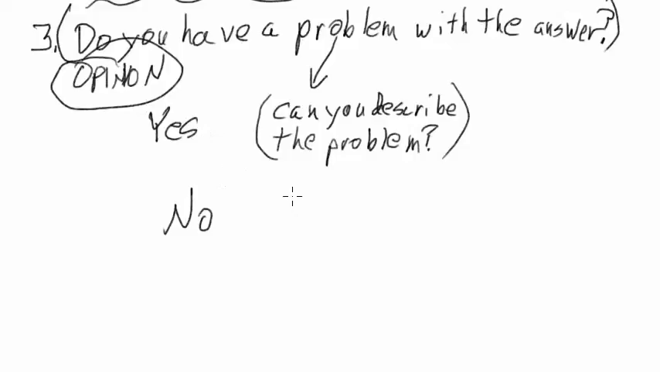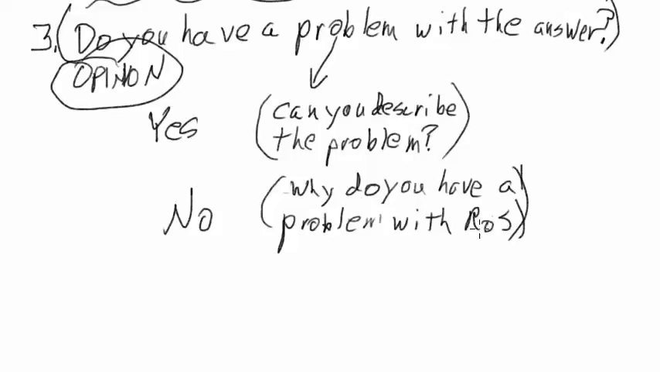If the answer is no, then why do you have a problem with relativity of simultaneity? Because do you have a problem with the answer? Yes. Can you describe the problem? Your problem is with relativity of position. You have a problem with relativity of position and relativity of simultaneity. If the answer is no, then you have no problem with relativity of position, but you do with relativity of simultaneity.